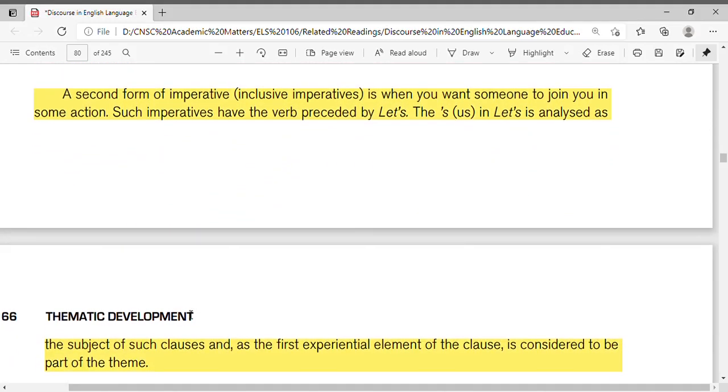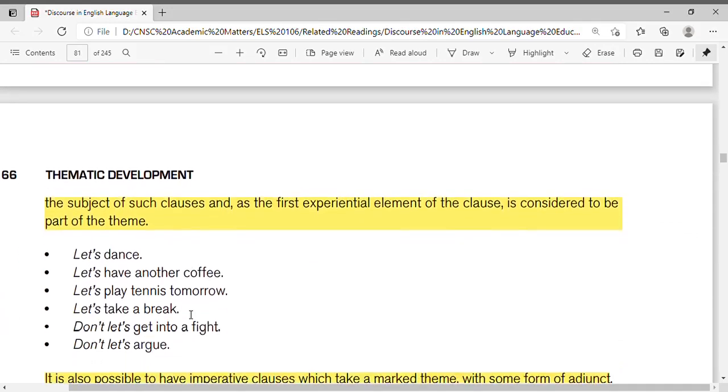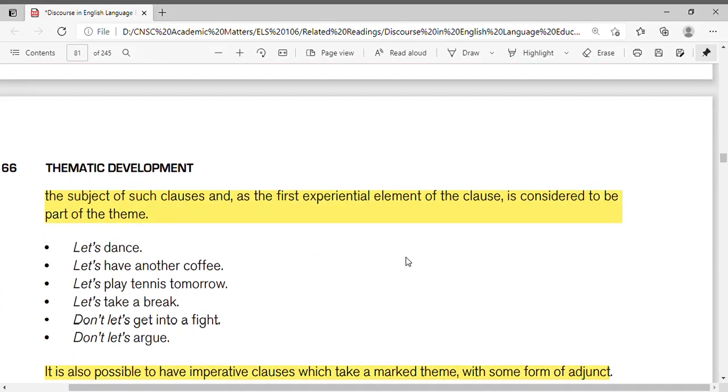A second form of imperative, or inclusive imperatives, is when you want someone to join you in some action. Such imperatives have the verb preceded by let's or let us. As the experiential element of the clause, the let us or the let's part is considered to be the theme.